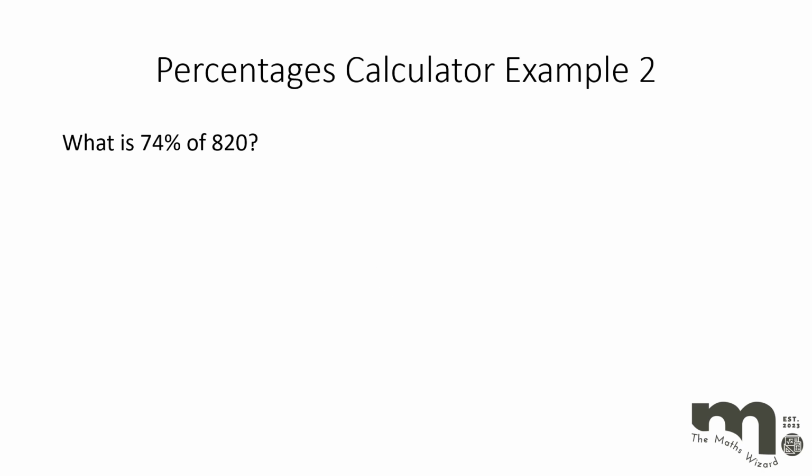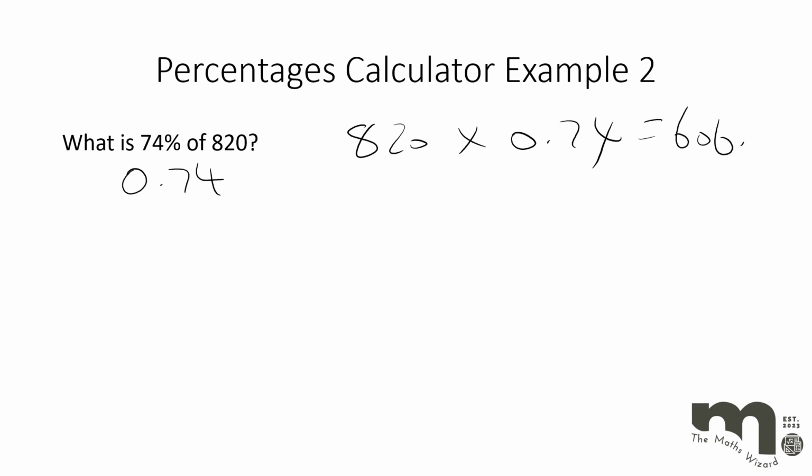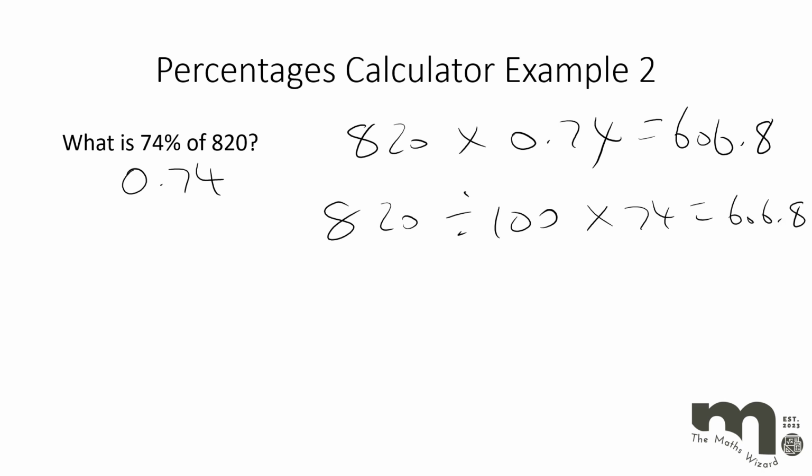Okay, if we look at another example then, we've got 74% here, which is 0.74 as a decimal. So we can do 820 times 0.74. That's one way of doing this, and that will give you 606.8. Your other method, you can do 820 divided by 100 to get 1%, and then you can times by 74. And that will also give you 606.8.